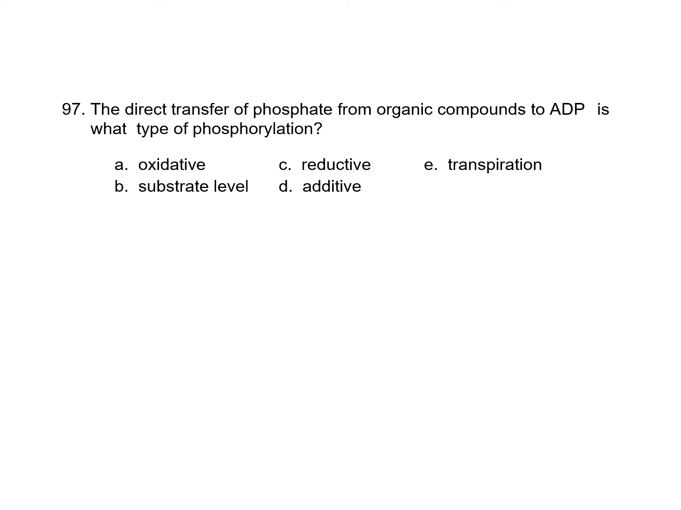Number 97. The direct transfer of phosphate from organic compounds to ADP is what type of phosphorylation? A. Oxidative, B. Substrate level, C. Reductive, D. Additive, E. Transpiration. The answer is substrate level.